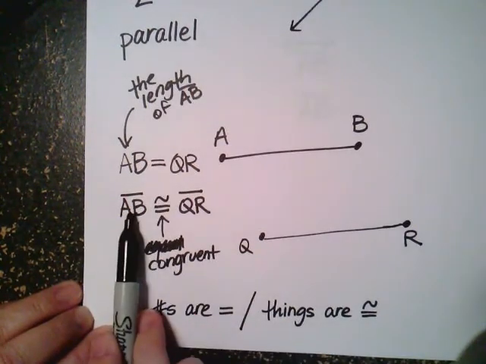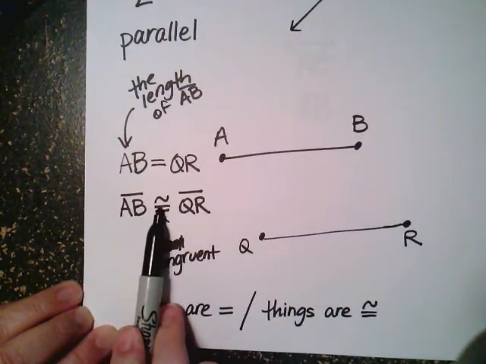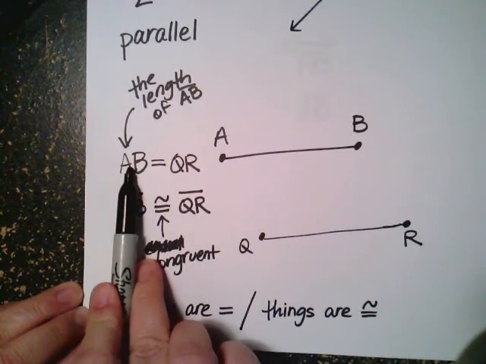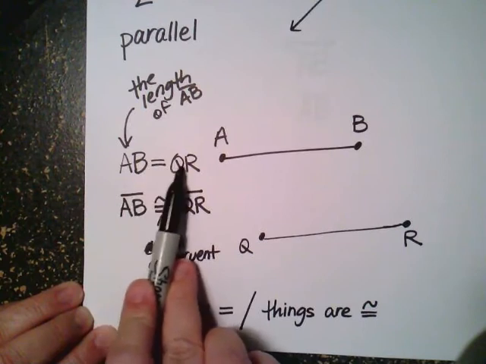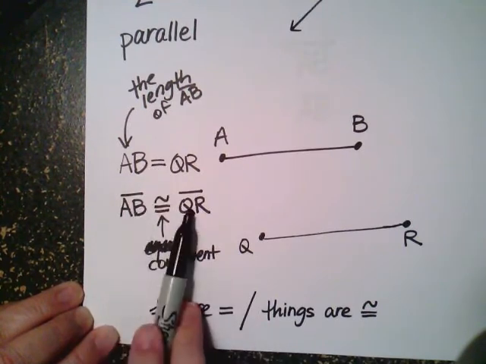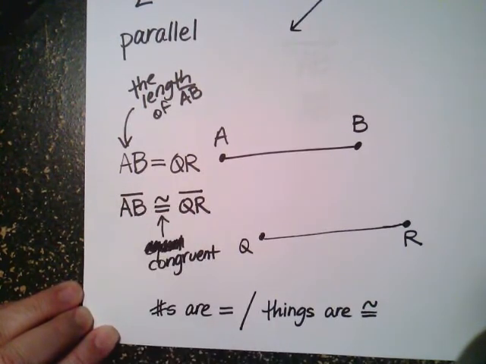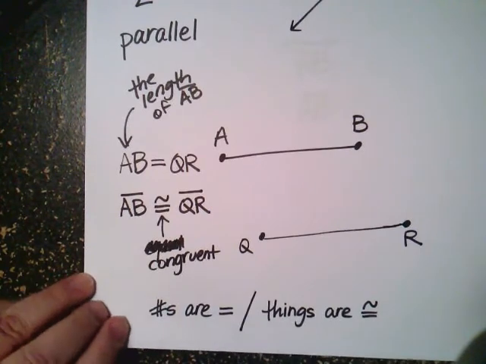I'm going to say segments. This is an object. A segment is congruent to another segment. Its length can be equal to the length of another segment. So when we're talking about numbers, measurements, we say equals. When we're talking about objects, we say congruent, to really say the same thing.